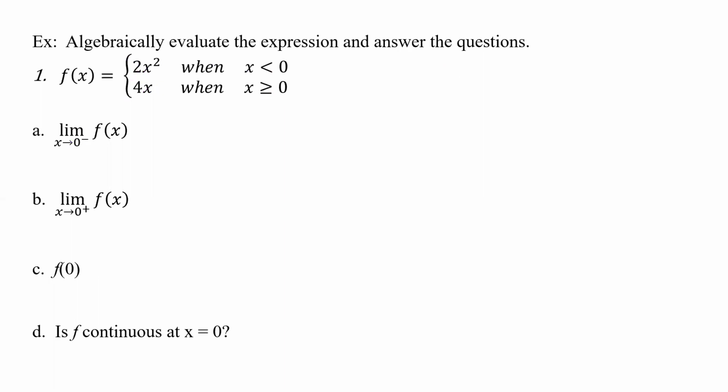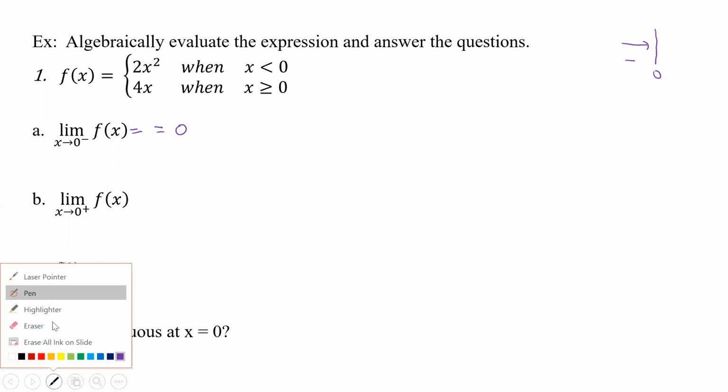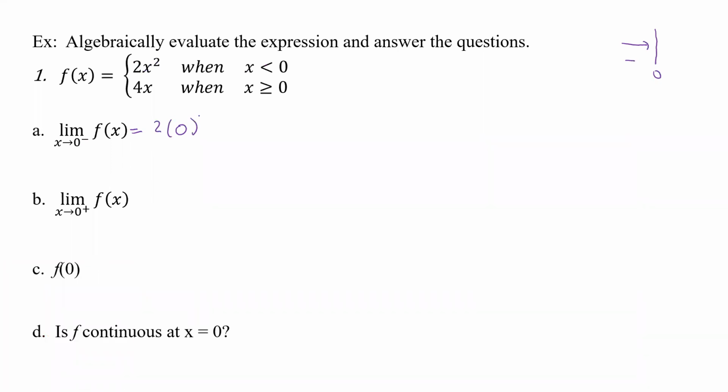What we need to do is find the limit of f of x as x approaches 0 from the left. If we're approaching 0 from the left, that's going to be a negative number, so we have to use that top part. We plug in 0 going from the left, and that's 2 times 0 squared, which is equal to 0.